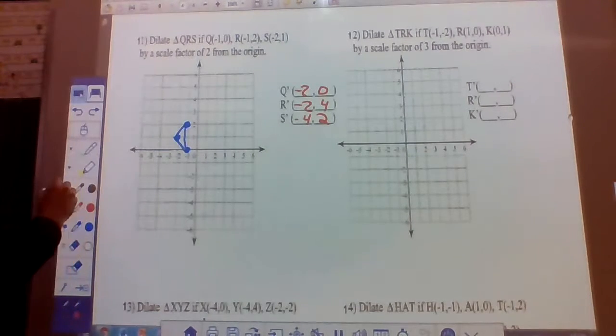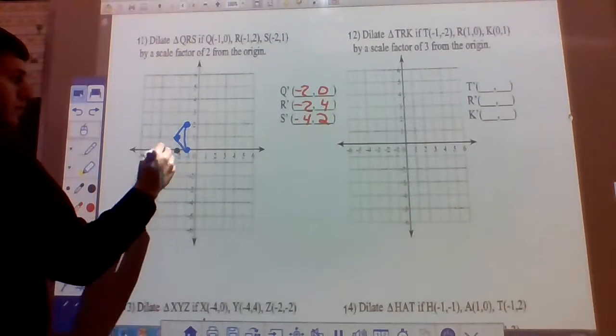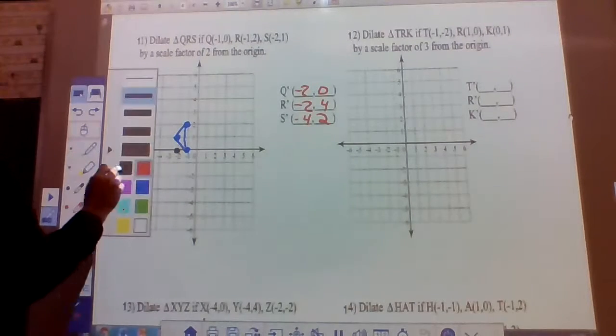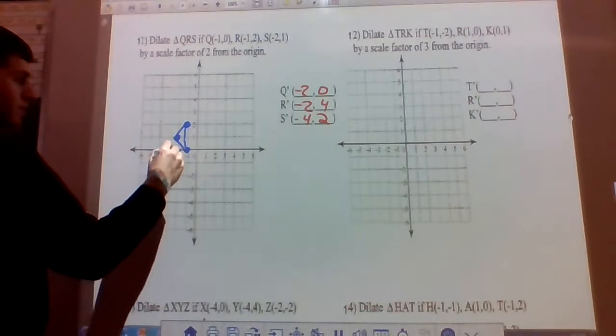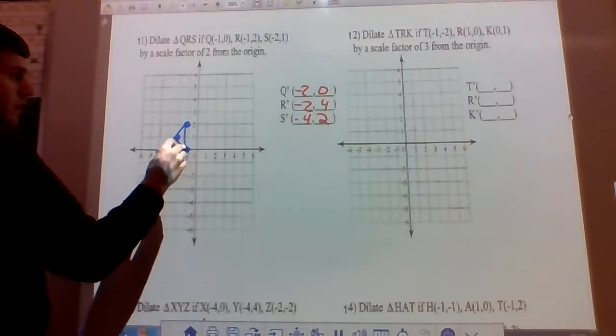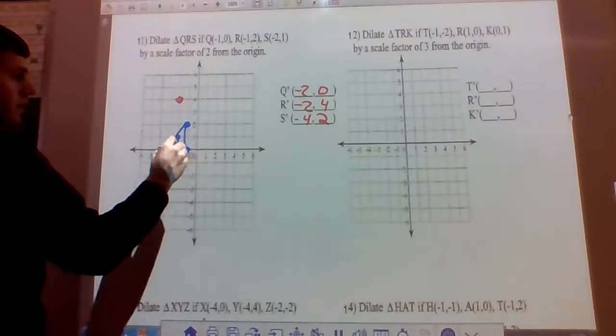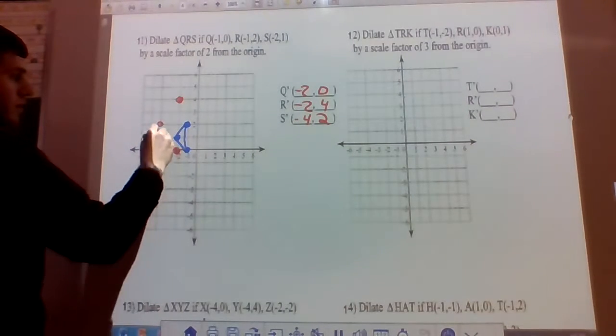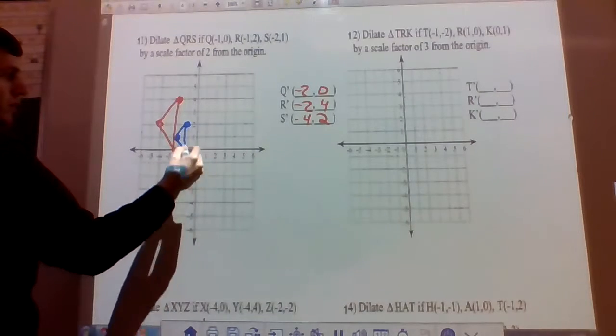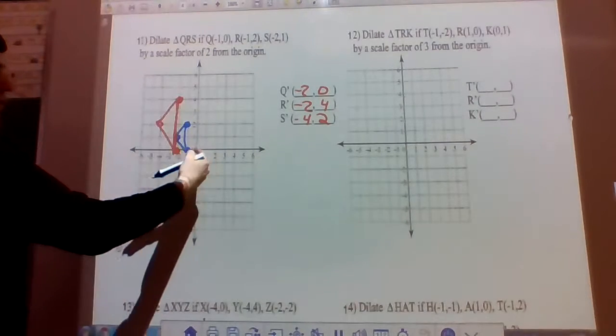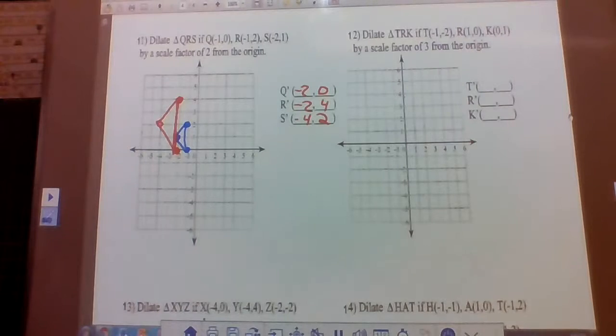In red, so we have negative 2, 0, or black, I guess. So in red, we have negative 2, 0, negative 2, 4, negative 4, 2. Okay, so all these points are twice as far from the origin as they were originally.